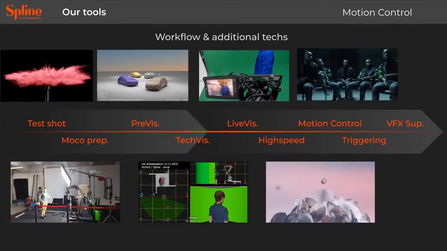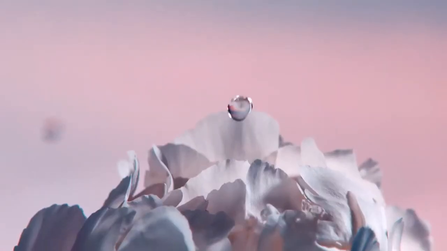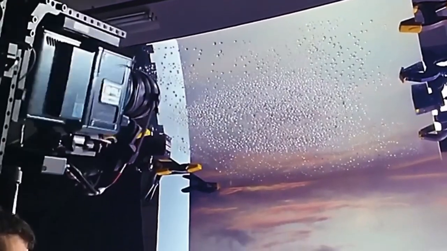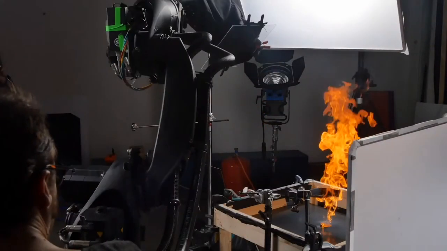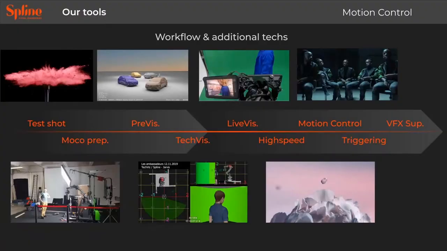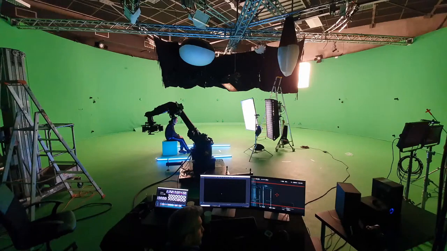High speed is more a capacity that robot arms offer in comparison to motion control cranes. The triggering is a synchronization of different tools on set, which is a good help when things are fast or have to be repeated a lot of times. And of course, the visual effects supervision, which is the key from the beginning of the project, that needs some magic in the frame.